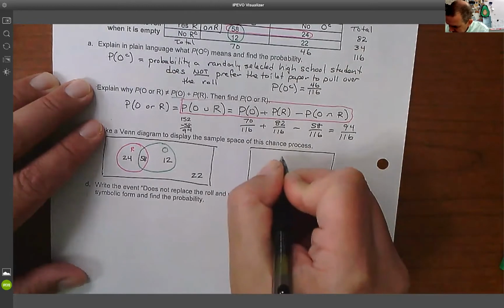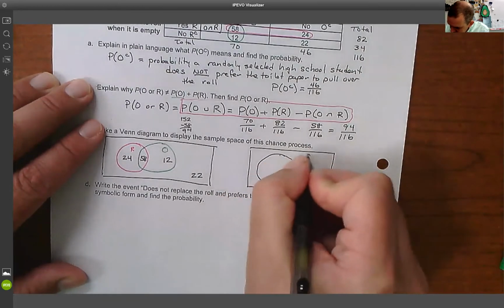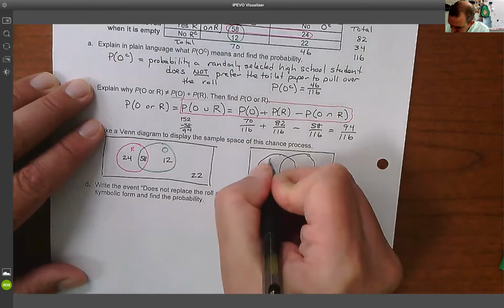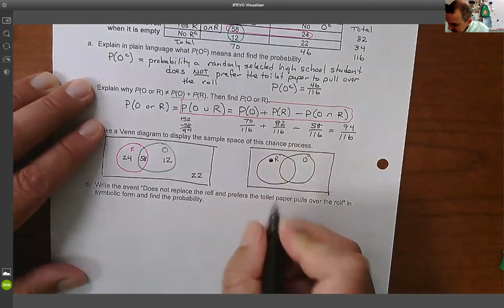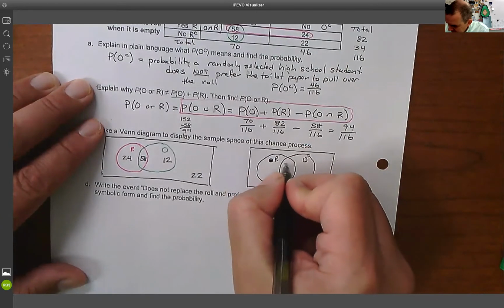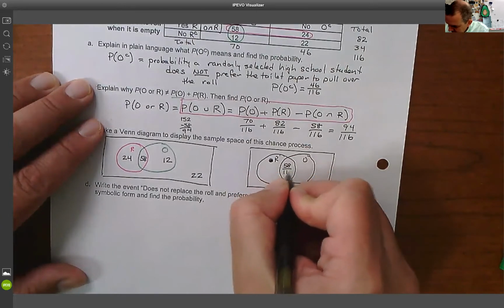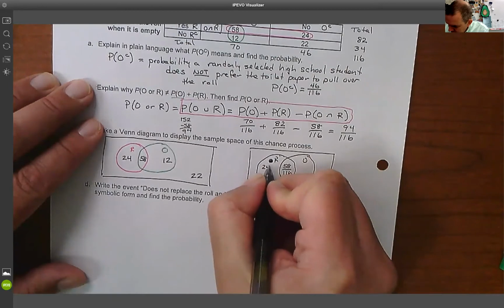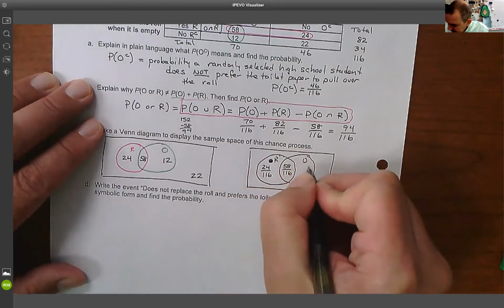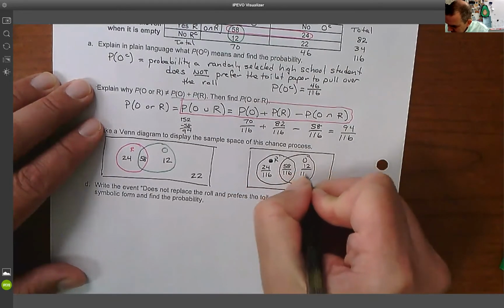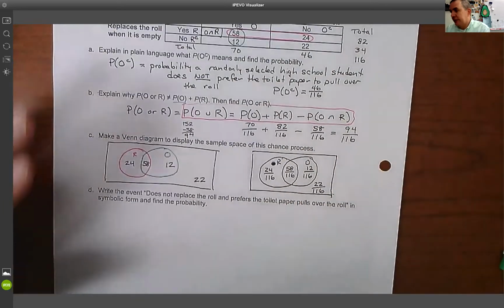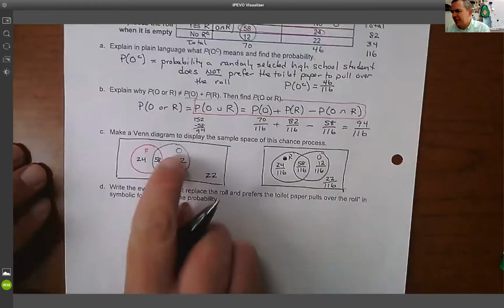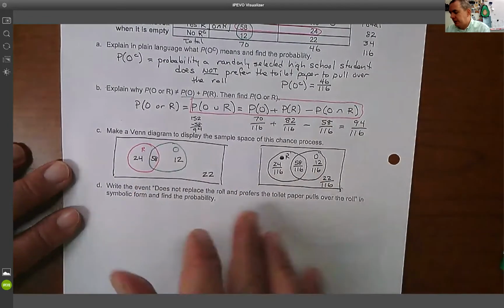So if I had done that with probabilities, ready? Again, R and O. So this would have been 58 out of 116. This would have been 24 out of 116. This would have been 12 out of 116. And this would have been 22 out of 116. Again, either one's fine. This one's kind of easier to see. This one is just putting it in the probability terms.